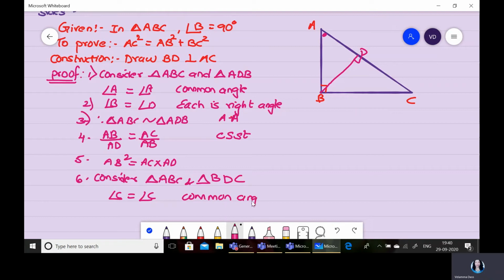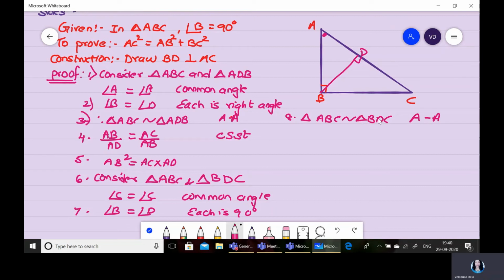And again 90 degrees we can take. In the bigger triangle, angle B is 90 degrees. In the smaller, D is 90 degrees. So again each is 90 degrees. Therefore, can I say that both the triangles are similar? Yes. So therefore triangle ABC is similar to triangle BDC, by the AA test of similarity.